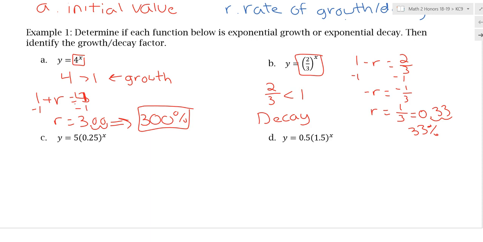Okay. Here, what's being raised to the x? Now, this has a number out in front, but that's not part of my base. The base is just what's being raised to the power. This would be like your a value, which we're not concerned with right now. We'll look at that in the next examples. So we have 0.25 as our base, which is less than 1, so this is decay. So 1 minus r equals 0.25. Subtract 1. Negative r equals negative 0.75.